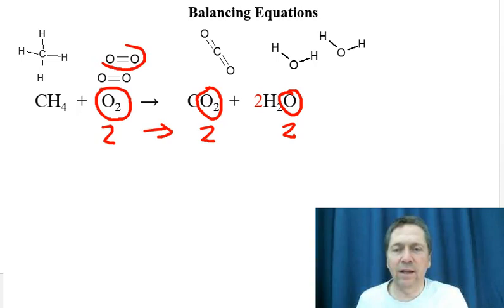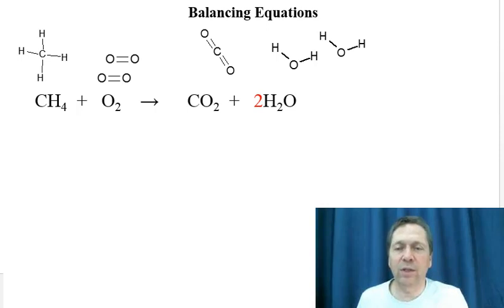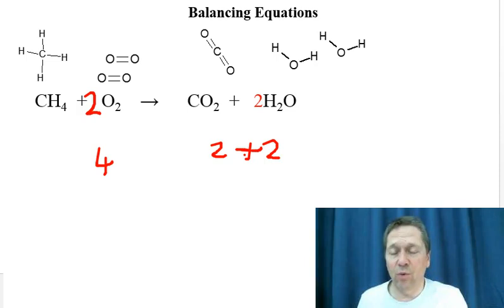So I've drawn in another oxygen molecule, and of course that's the answer. What we're going to do is put a 2 here and have twice as much oxygen, and that will make 4 oxygens on this side and 2 plus 2 on this side. That's 4 on this side. So now it all balances up. Okay, there's the answer. CH4 plus 2 O2 goes to CO2 plus 2 H2O.